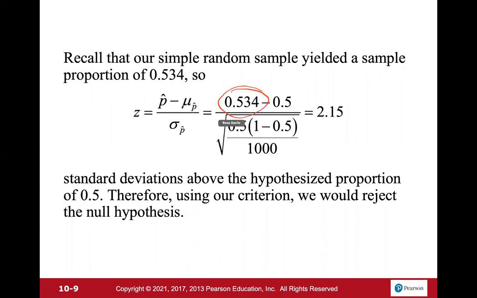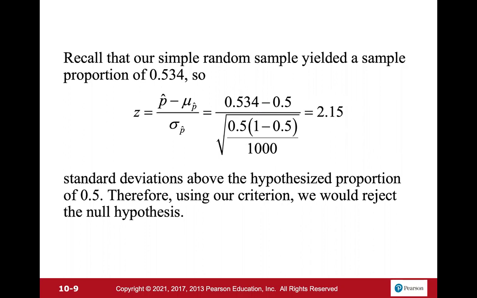score right here. All right, so with 2.15 standard deviations above the hypothesized proportion of 0.5, therefore using our criterion, we would reject the null hypothesis. So we would reject the null hypothesis because this is an unusual value that we came across.